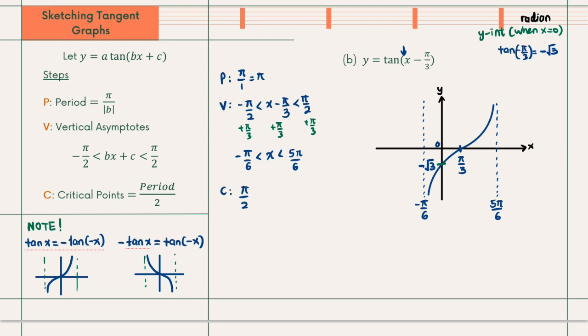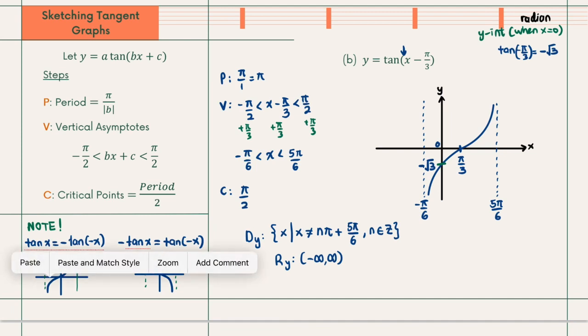Okay, kemudian kita label dia, kita state dia punya domain. Okay, domain macam tadi, X such that X is not equals to the end of our period. Period kita adalah pi, pluskan dengan the right side of our vertical asymptote adalah 5 pi over 6, where n is the element of integers. And then the range sama je, negative infinity until infinity. Okay, so simple je. Senang je lah bila kamu dah hafal ni. Okay, tak ada masalah.